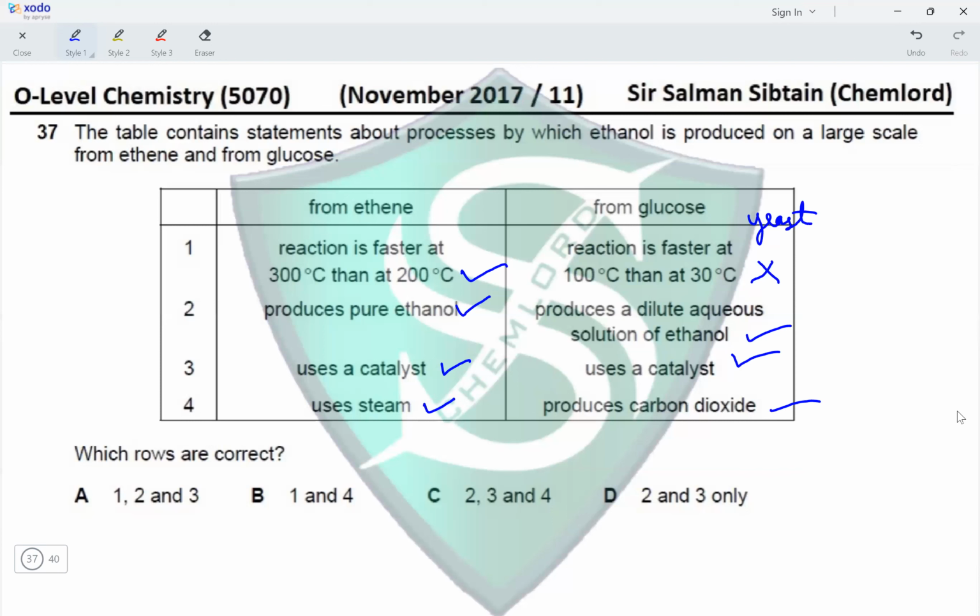Therefore, rows 2, 3, and 4 are the correct options, making C the correct option for this question.